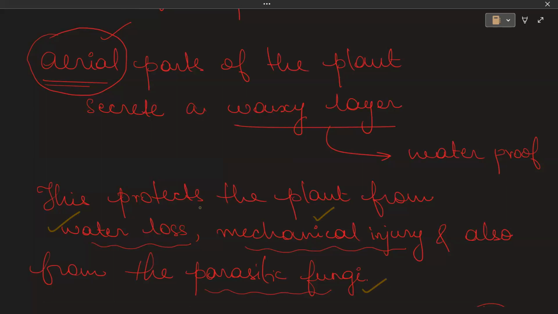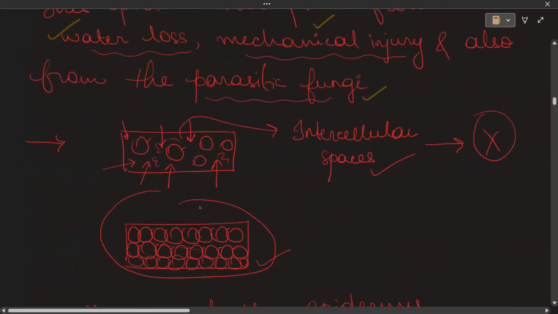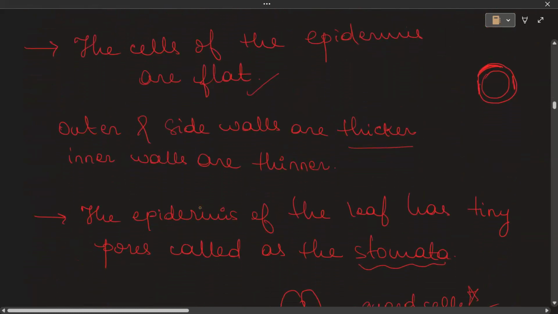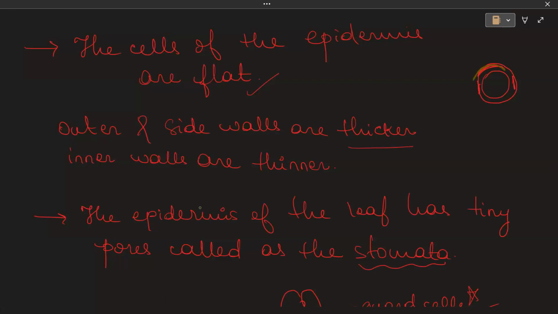So this waxy layer is present on the epidermis, and the outermost layer of the cell is known as the epidermis. Is this much clear? Yes, ma'am. Now see, the cells of the epidermis are flat. The outer and the side walls of the cell are thicker, but the inner wall is thin. That is how they are made.